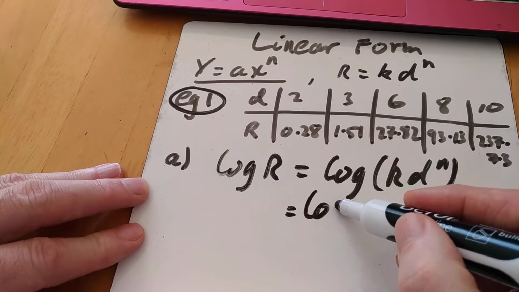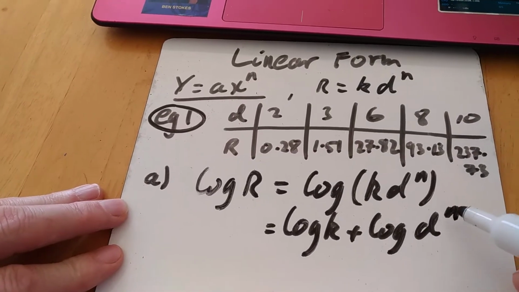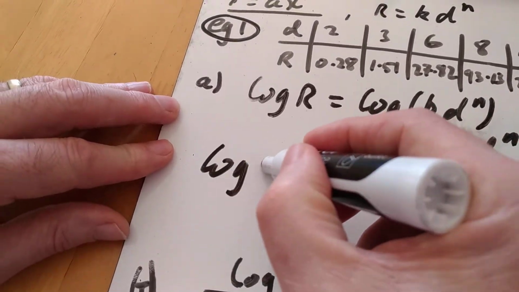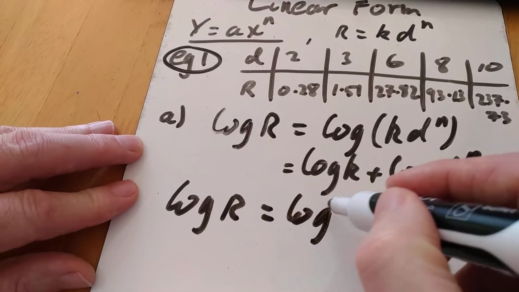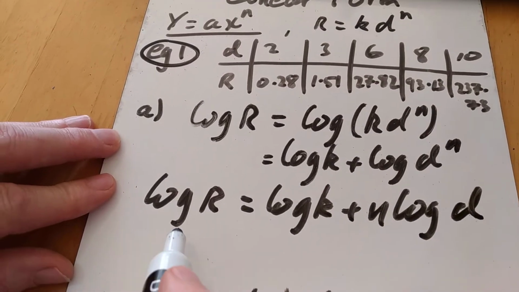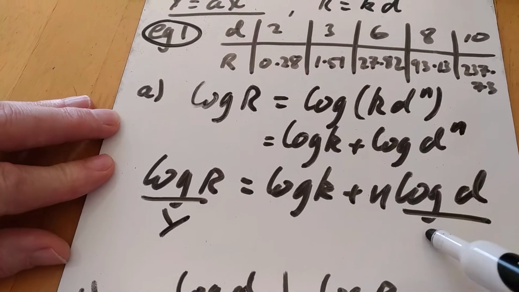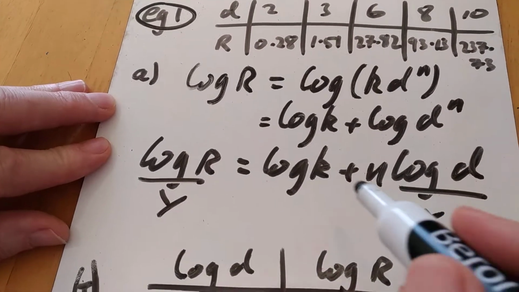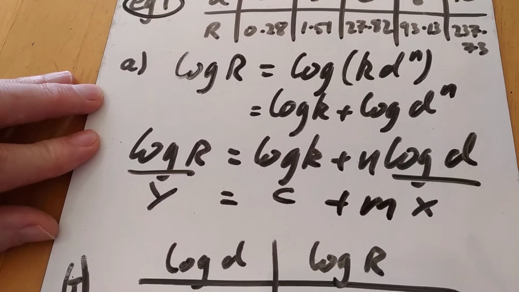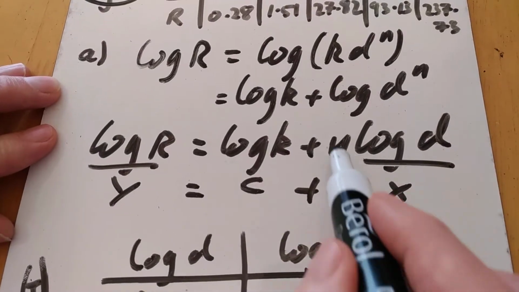So when I split it up, I get log k plus log of d to the power n, and what I can do with the power is bring it down the front of this term here. So we end up with log r equals log k plus n log d. Now, if I plot log r against log d, log r being the y and log d being the x, we get this, where the log k is our constant of a straight line graph and the n is the gradient.